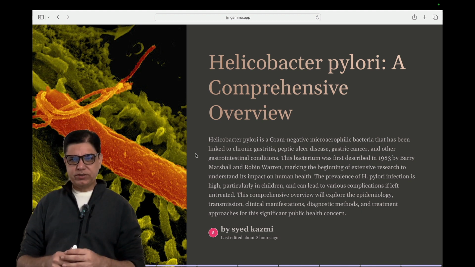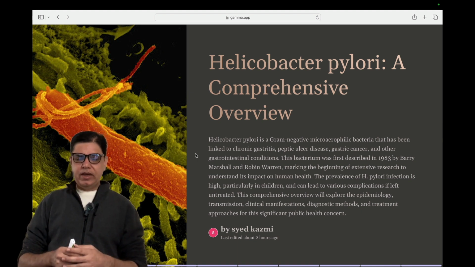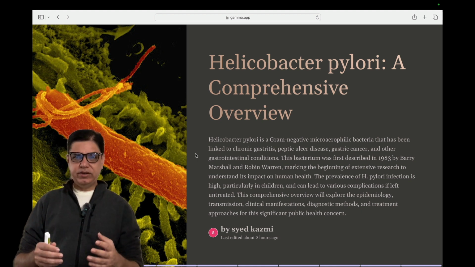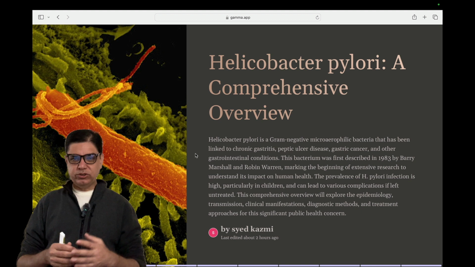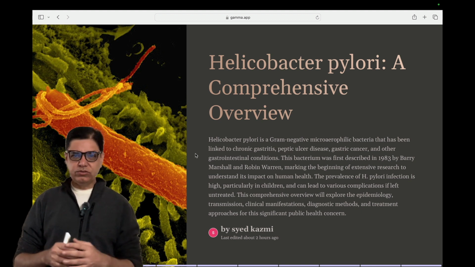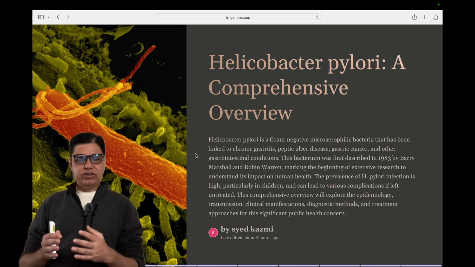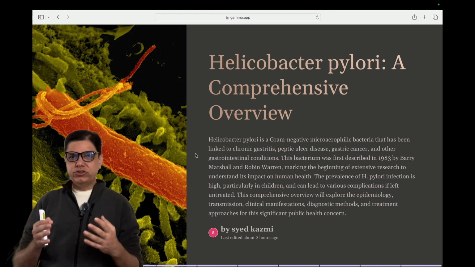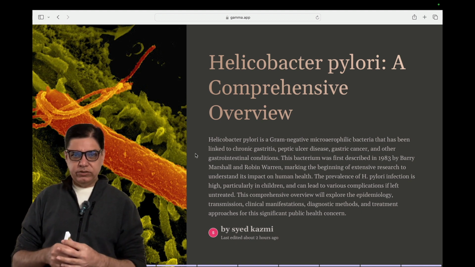Now, this was first described in 1983 by Barry Marshall and Robin Warren. After that, they started researching, because that was the first time they discovered this bacteria as a cause of peptic ulcer disease. Since then, there has been a lot of research on this bacteria and the conditions caused by it. Not only in adults, but research has found that the infection is also quite common in children, though later on we will see that most of these infections are asymptomatic.